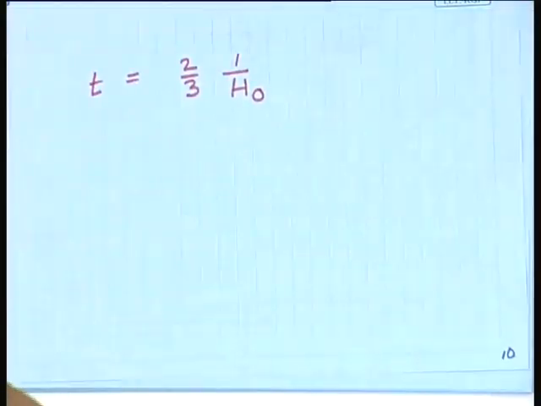Now, I leave it for you to work out the solutions for different values of E. It is an exercise which you should do to work out the solutions for different values of E or different values of omega. We have worked out the solution for E equal to 0 or omega equal to 1. It is an exercise for you to work out the solution for different values of E.